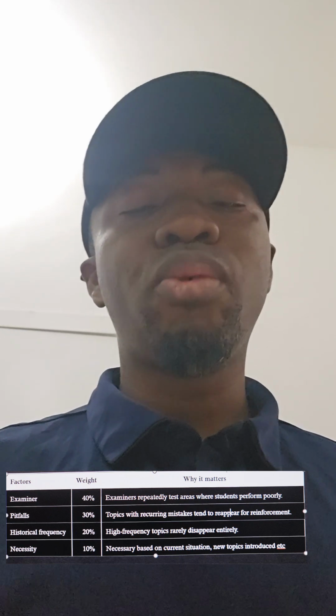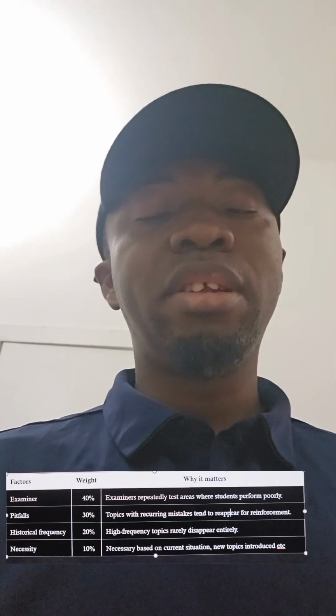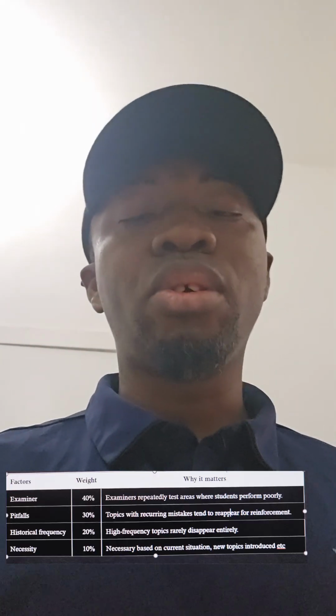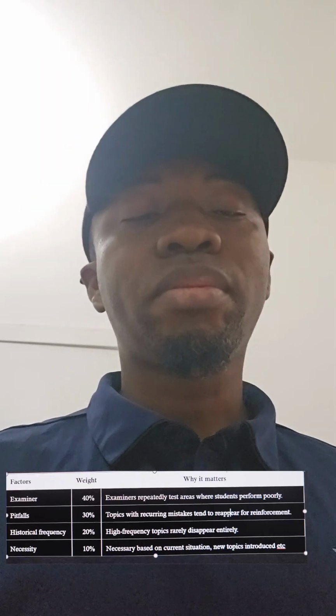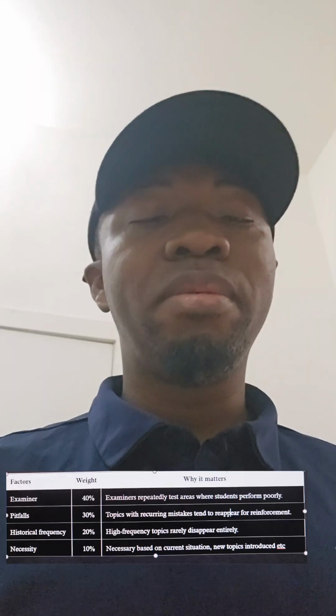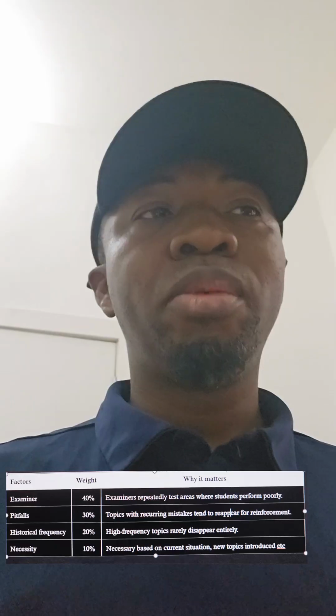However, I have classified them into 4 factors to use to predict the likely topics to be tested. One is the examiner's factor, the pitfall factor, the historical frequency factor, and the necessity factor. I've actually added weights to them, with the examiner factor carrying the highest weight. The reason this matters is that the examiner repeatedly tests the topics where students perform poorly. And for the pitfalls, topics with recurring mistakes and low performance tend to reappear for reinforcement so that the students get to know them better. So this is akin to the first one also.